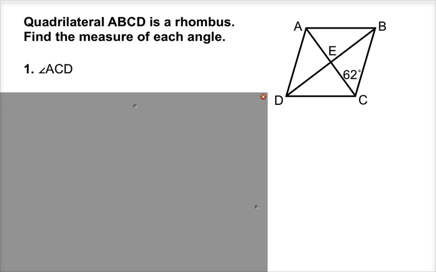Quadrilateral ABCD is a rhombus. Find the measure of each angle. And they want us to start off by finding what's angle ACD. So angle ACD happens to be this angle right here. And since I know one property of a rhombus is that the diagonals bisect the angles, I know that these two angles right here have to be the same size. So angle ACD should also be 62 degrees.